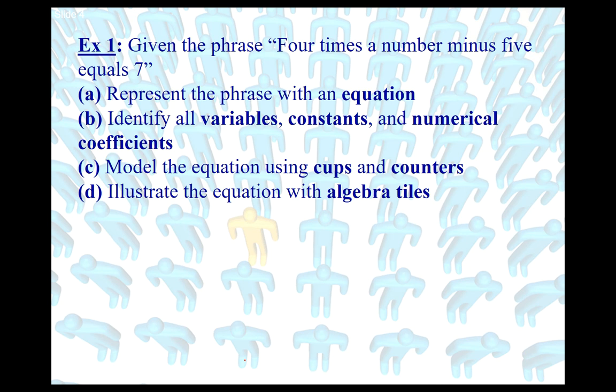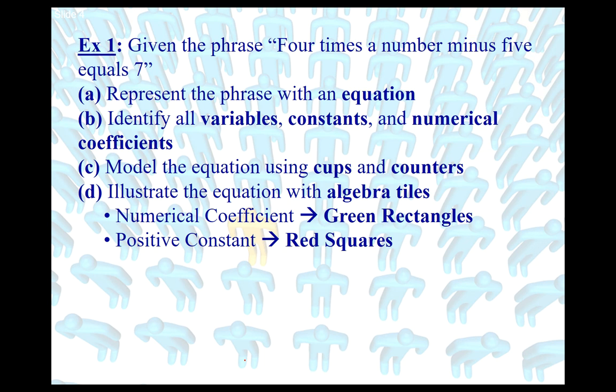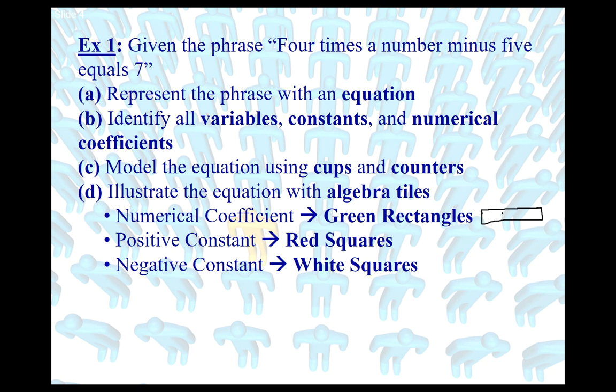For algebra tiles, we use a green rectangle to represent the numerical coefficient. We use a red square to represent a positive constant, and we use a white square to represent a negative constant. Now, we're not going to color code these. I don't expect people to pull out felts or pencil crayons when showing mathematical work. So for a green rectangle, I just draw a rectangle. Hopefully you can make it a bit straighter than that. Usually inside the rectangle, you identify the variable attached to the numerical coefficient. So we'll just say x.